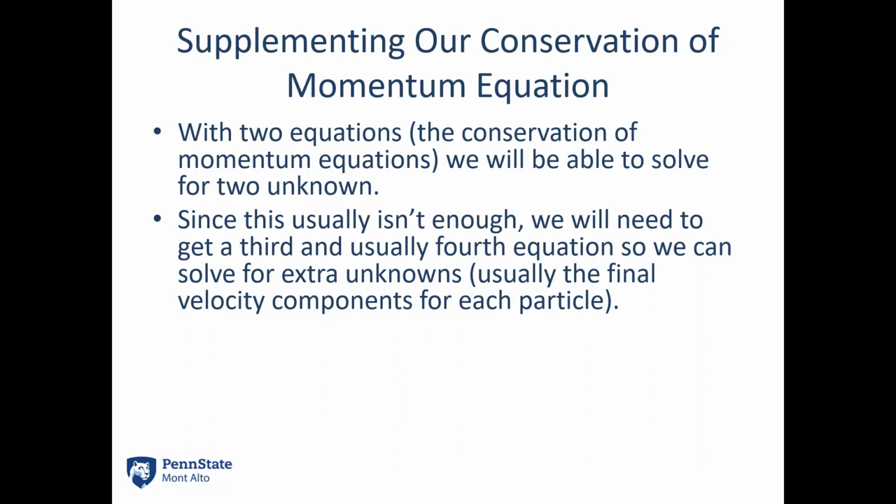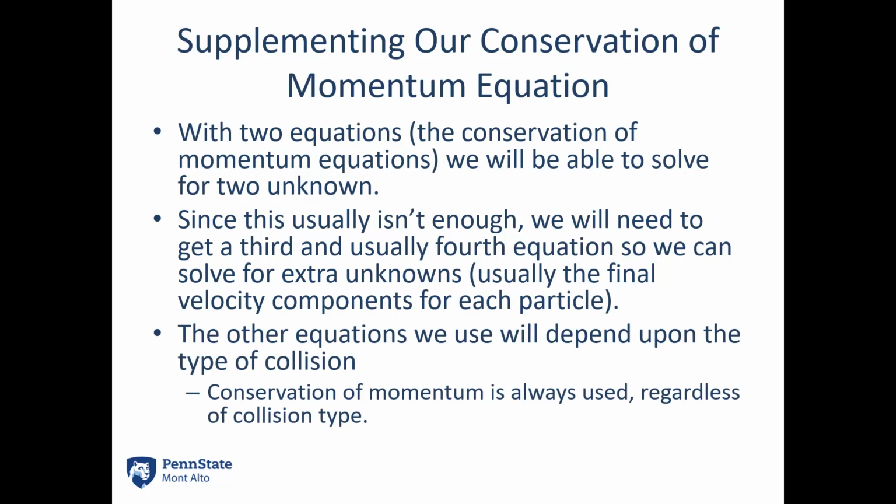The reason we need 4 equations in many cases is that if we have all of our initial velocities and we want to solve for all our final velocities, we are going to have 4 unknowns. We're going to have 2 component direction velocities in the final state for particle A, and another 2 for particle B. Each particle has 2 directions for the final state, so we're generally going to have 4 unknowns. The other equations we use to supplement this, so we need at least 2 more, are going to be built up depending on the type of collision. Conservation of momentum is used regardless, but the other equations are going to vary.